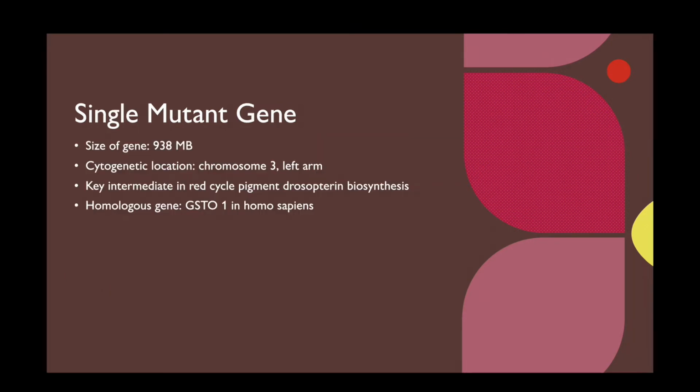The gene Sapia is 938 megabase pairs and has a cytogenetic location on chromosome 3 on the left arm, found on the positive DNA strand. It has a homologue GSTO1 found in Homo sapiens.